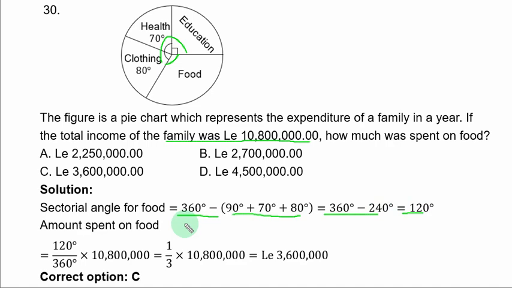Amount spent on food is sectorial angle for food 120 over total angles 360 times total amount. That is 1/3. If you reduce this, times 10,800,000, and that gives 3,600,000 as the amount that was spent on food. C is the correct option.